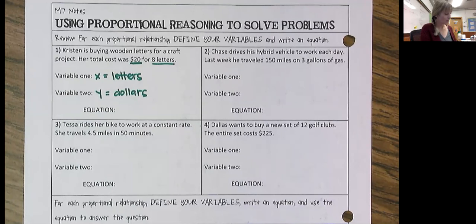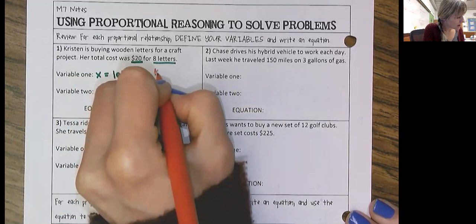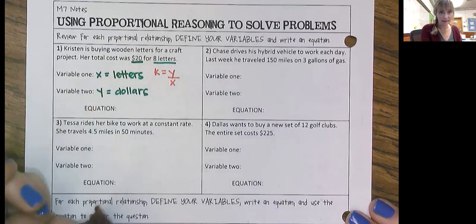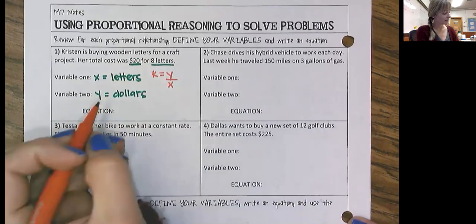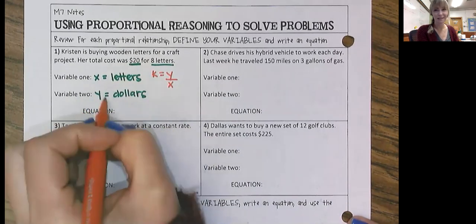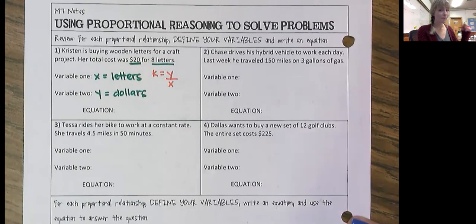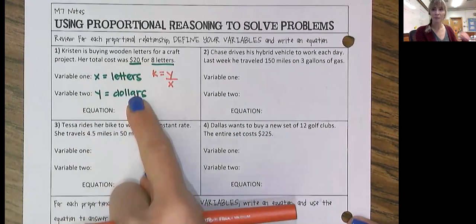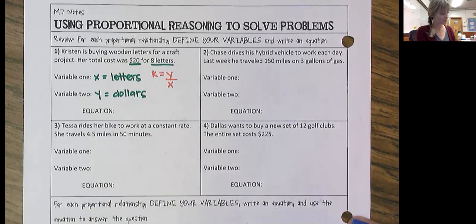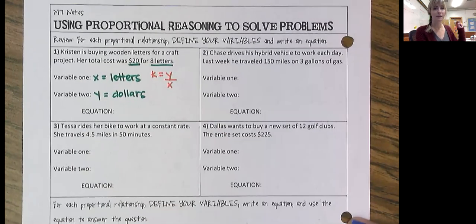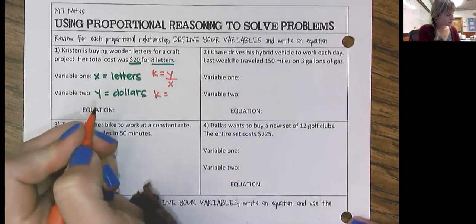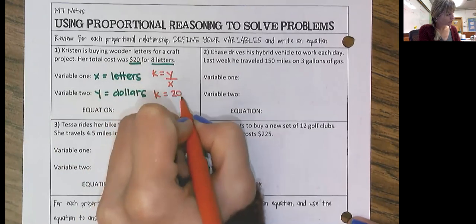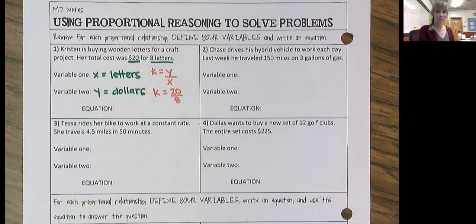The reason I am setting it up that way is because I know to find k, I want to do y over x. And I know that when money is involved, because we've done this a ton with unit rates, it goes on top. So I purposefully made my dollars y, because I knew that would make more sense in the problem, because it was going to go on the top for my unit rate or my constant of proportionality. So k equals dollars over letters, 20 divided by 8.